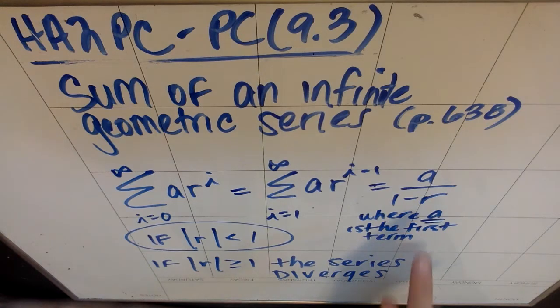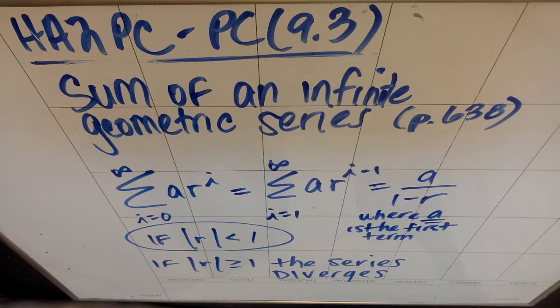So if this r value in its absolute value is less than 1, then this geometric series will converge to A over 1 minus r, to that finite number that we are able to find. If the absolute value of r is greater than or equal to 1, we cannot find this sum, and we just say that it is divergent, or that the series diverges. So that's the gist.